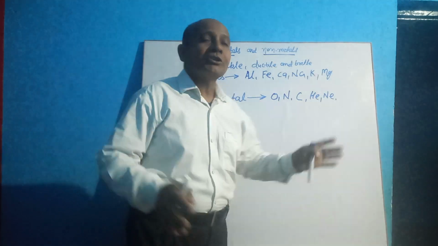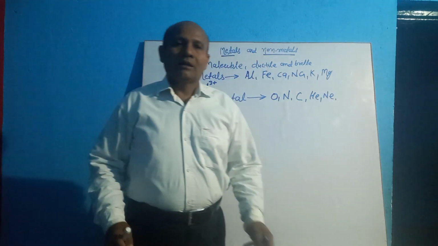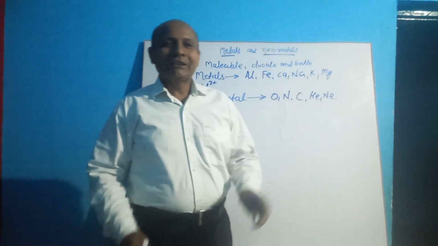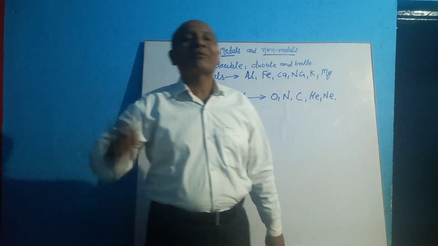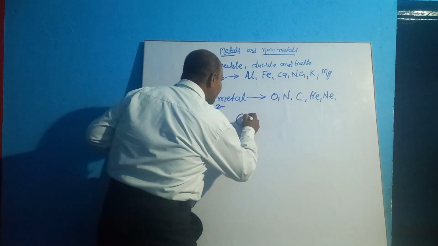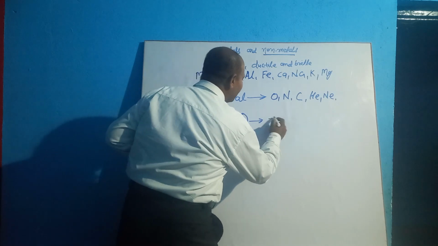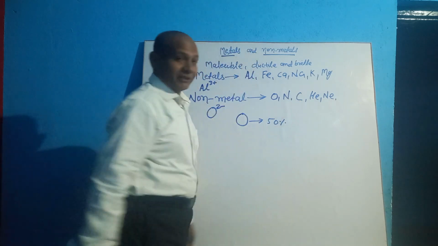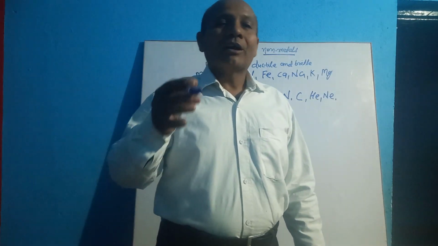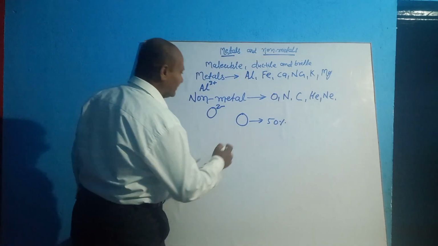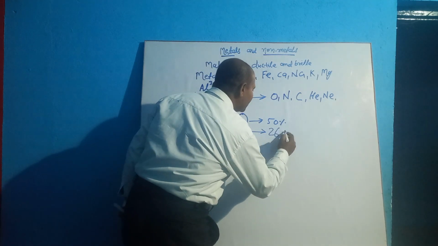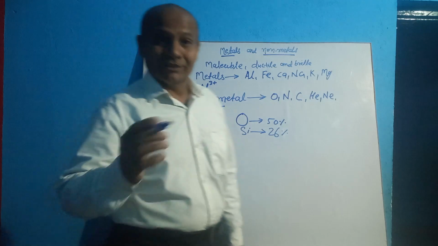The most abundant non-metal in the earth crust is oxygen. It constitutes about 50% of the earth crust. The second most abundant non-metal in the earth crust is silicon, which constitutes 26% of the earth crust.